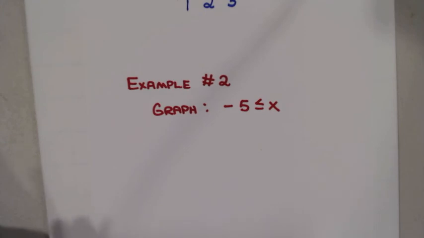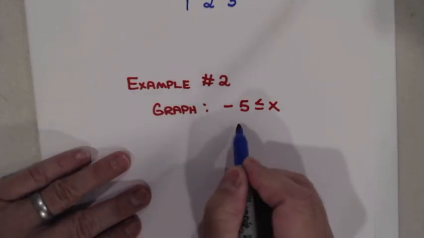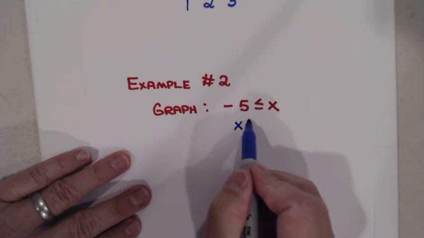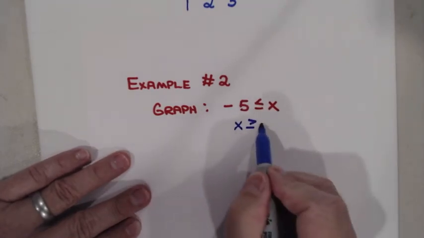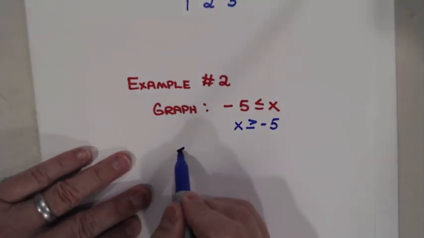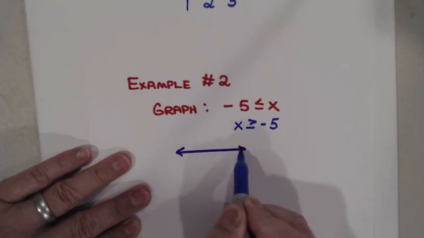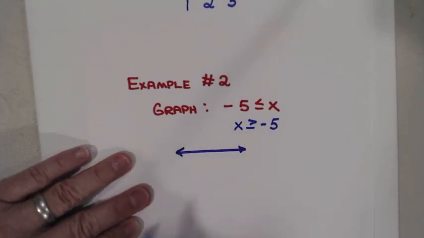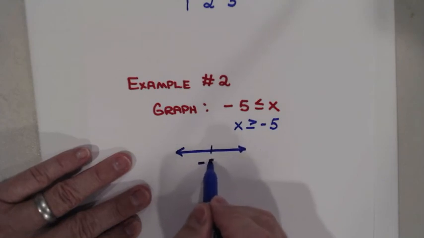At the very beginning, I see something I need to do. The variable is not on the side it's supposed to be on. I need to flip this around. If I don't flip this around and I try to graph it the way it is, I'm going to be shading in the wrong direction. So this x goes over here on this side. Take the inequality symbol, switch it around, and put -5 right over here. When I graph these things, I graph it on a number line. So draw my number line, and guess what number goes in the middle of the number line? This one right here, -5.